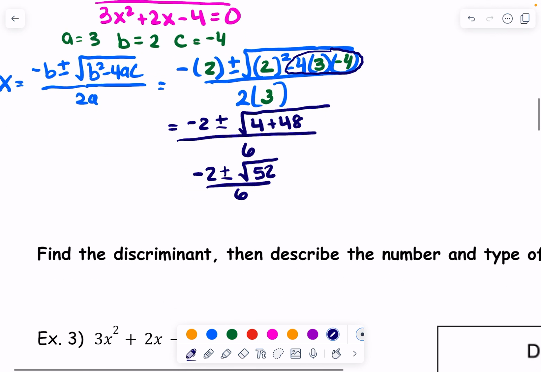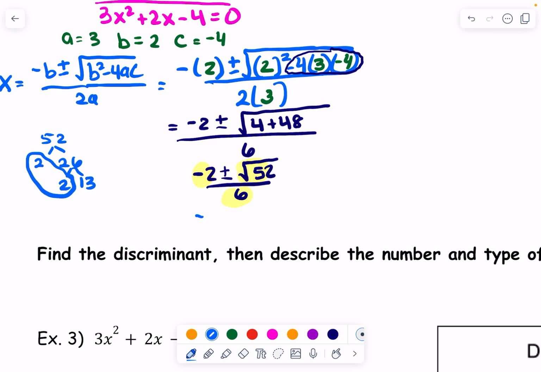Okay, now we've got to simplify. Now this is going to be sometimes the tricky part of this problem because you have 3 different values here. This guy, and this guy. And anything we take out of the top and the bottom has to be taken out of all of the terms. Okay, so let's first simplify 52 and see if we can take anything out. So 52 is 2 times 26, which is 2 times 13. Ah, that shows us that we can take a 2 out. So we're going to have negative 2 plus or minus 2 radical 13 over 6.